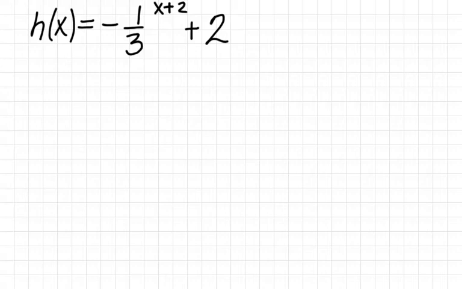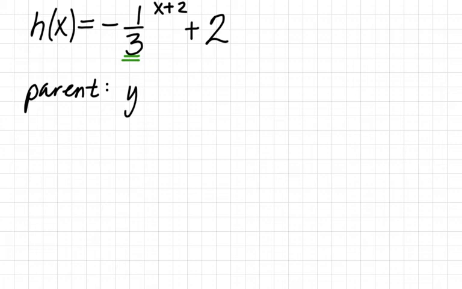So we want to graph h of x equals negative (1/3) raised to the x plus 2 power plus 2. We want to start by identifying what our parent function is. If you take a look, the base of this function is 1/3. So our parent function is y equals (1/3) to the x power.